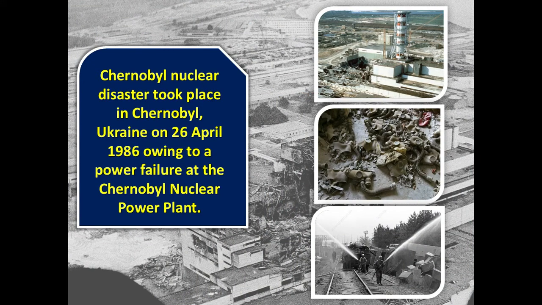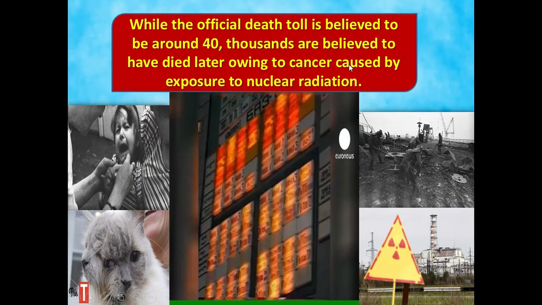The Chernobyl nuclear disaster took place in Chernobyl, in the country of Ukraine, on 26th April 1986, owing to a power failure at the Chernobyl nuclear power plant. While the official death toll is low, around 40,000 are believed to have died later owing to cancer caused by exposure to nuclear radiation. And one more short video about that. Chernobyl nuclear disaster.